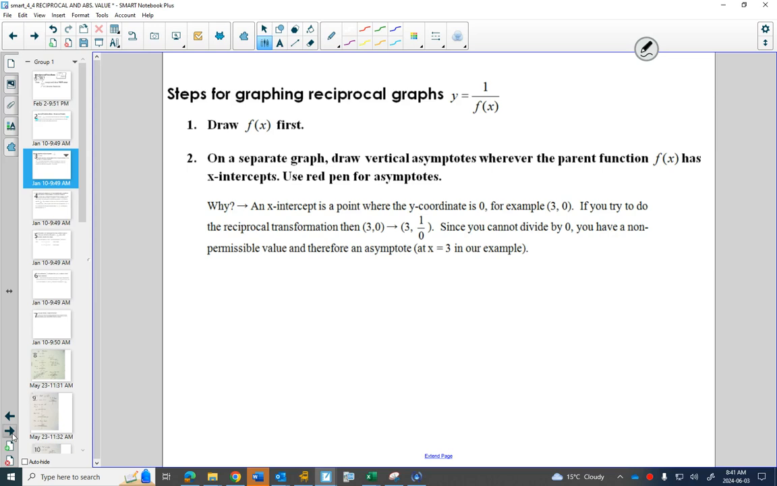And all of your non-permissible values are going to be where the original function has x-intercepts. Does it make sense that if the bottom has an x-intercept, that means its y value is 0. Then if you do 1 over that, then you would be dividing by 0. So this is step 1 when graphing reciprocal graphs. You're going to see if your original function has any x-intercepts, because those will be non-permissible values, and then you'll have a vertical asymptote.